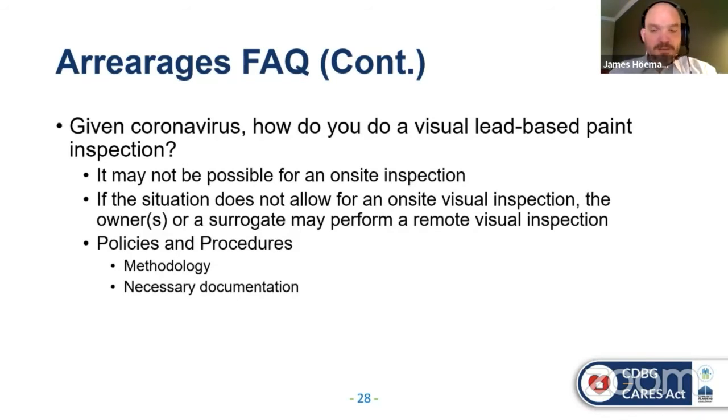With today's technology and having smartphones and computers, you can certainly work out in your policies and procedures that methodology, whether you're using FaceTime or Zoom or Facebook Messenger, whatever is acceptable that your inspector would need in order to have that individual walk around and use video, use pictures, things like that. In order to do that visual inspection remotely, it can be done. But your policies and procedures have to outline that methodology. It has to outline what kind of documentation is needed in order to make sure that that is complete and taken care of.